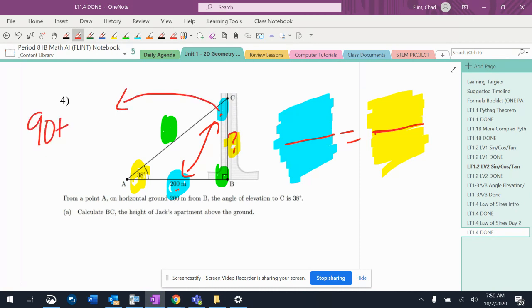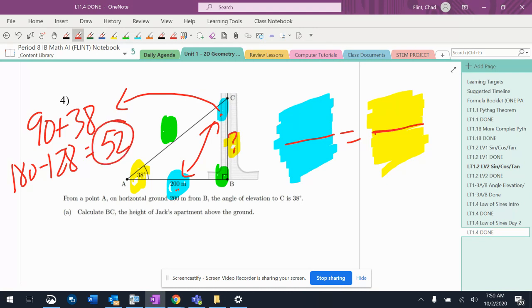90 plus 38 is 128, and then 180 minus 128 is 52. Yeah, 52. So this angle right here is 52. So now when I fill these things in, I've got 200 there, sine of 52 there, and then I don't know this. I've got sine of 38.